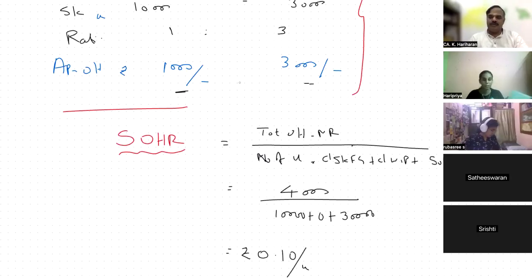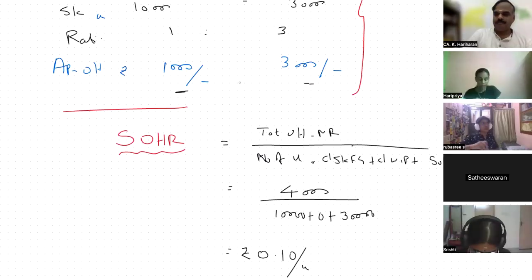Difference in absorption is frequently asked as a 5 or 6 mark question, sometimes a 6 or 7 mark question. Go to the next question, Srishti the Great.